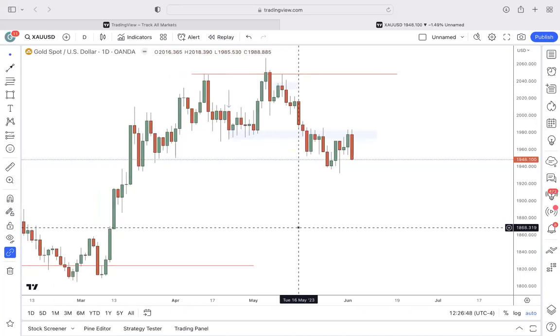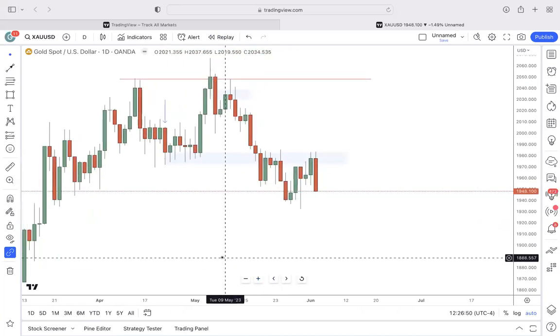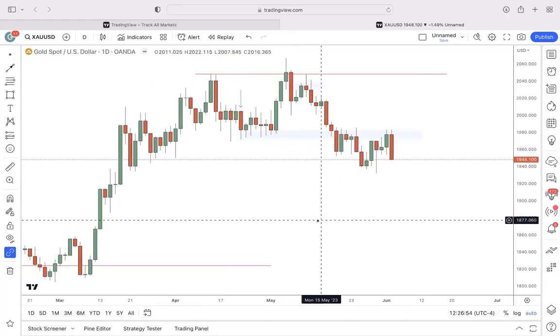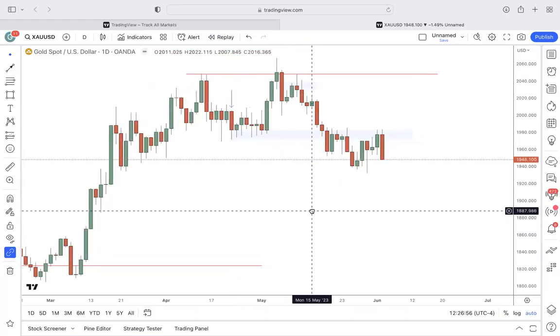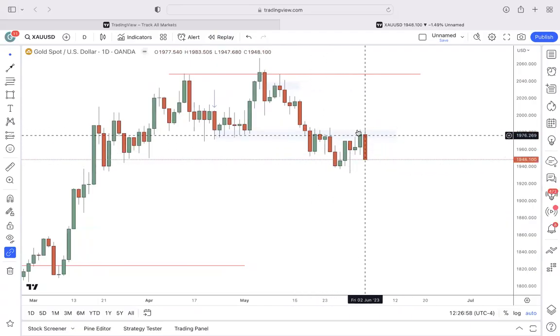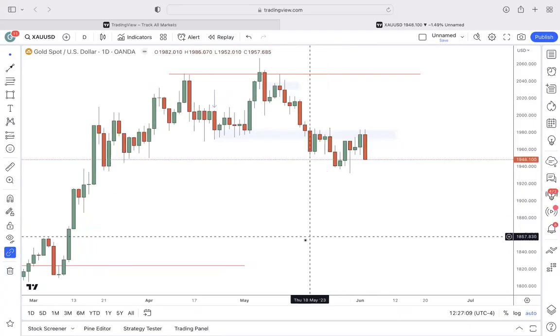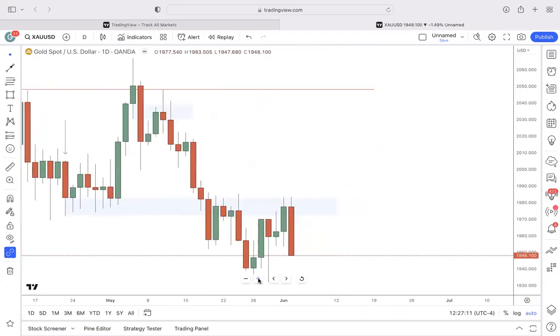Okay, let's do a little quiz. Someone in the chat, tell me what my eyes are looking at right now. Somewhere in here, what did price do very, very recently that's drawing my attention? I want someone to tell me. I'll zoom in.